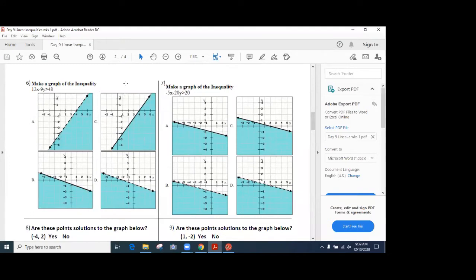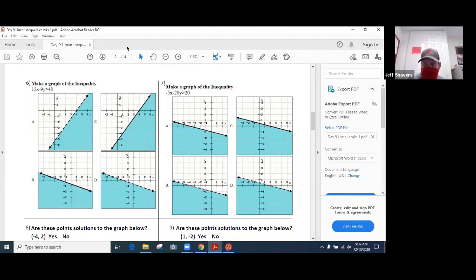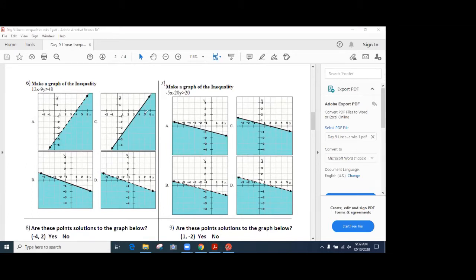Okay, so this one's going to present a little problem right here. First off, is this solid or dashed? Does it have an equal to bar? It's dashed. Yeah, there's no equal to bar right here. So remember, you're only looking at this symbol right here. If there's no equal to bar, it's dashed. So we're going to eliminate this one and this one right here.